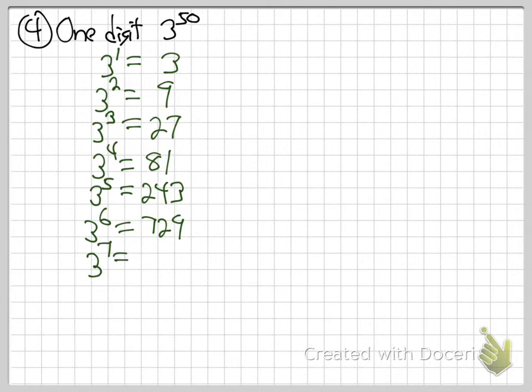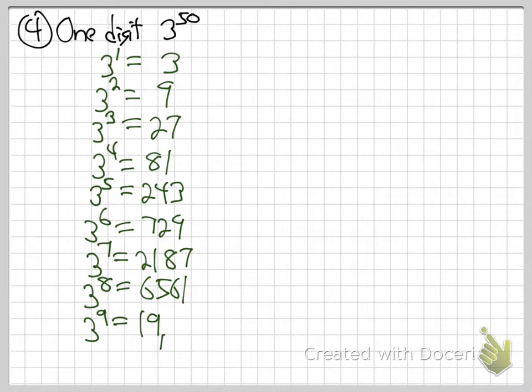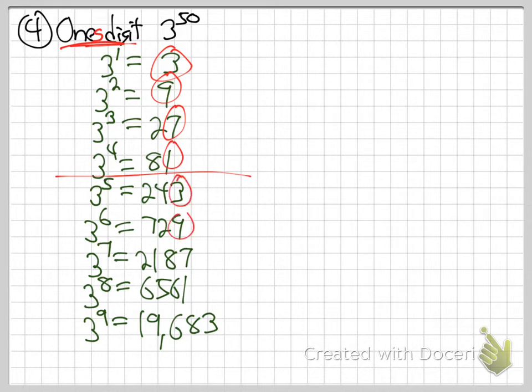3 to the 7th, let's see here, I'm using my calculator, is 2187. 3 to the 8th, just keep multiplying by another 3 every time, 6561. 3 to the 9th is 19,683. Now, what are we supposed to be looking at? Just the ones digit, I forgot the S there. So just the 3, the 9, the 7, the 1.